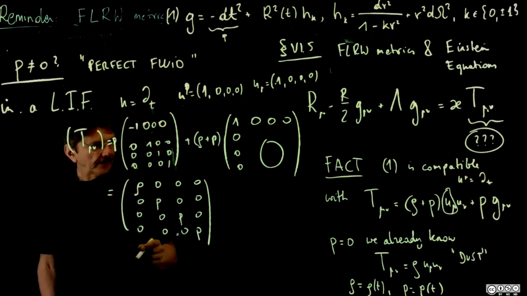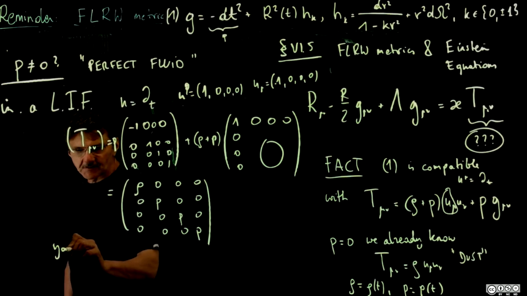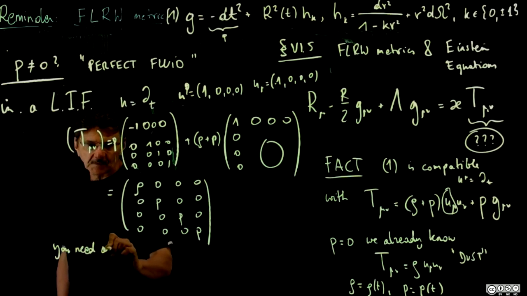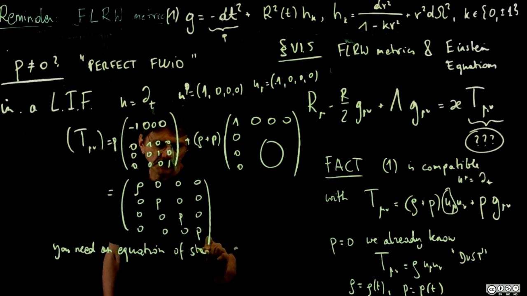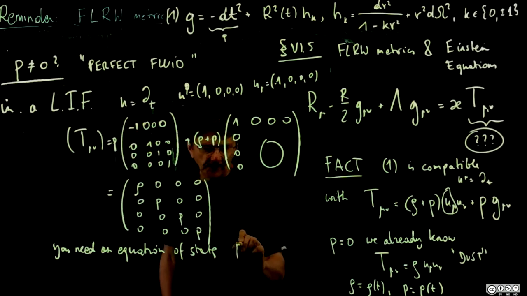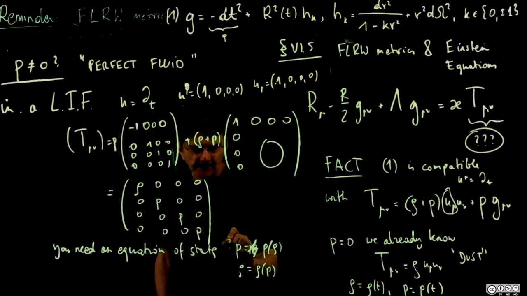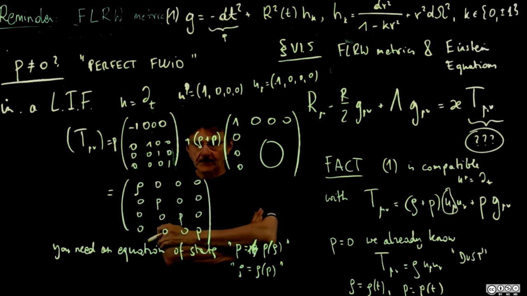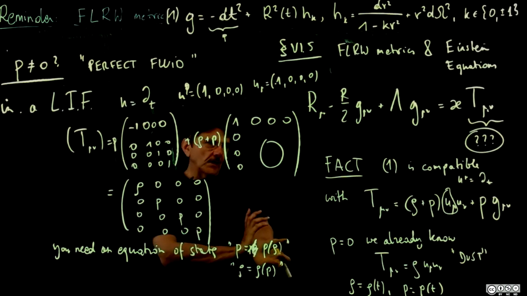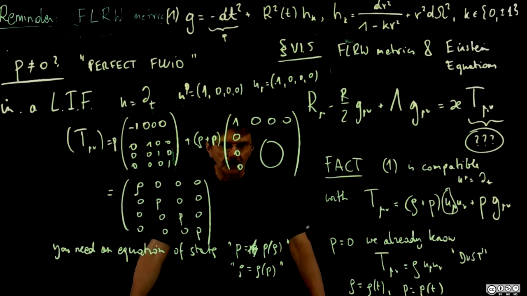And then to get a closed system of equations, you need an equation of state, which is say p equals p of rho or rho equals rho of p. So this is called an equation of state, to get a well-posed system of equations. And now you wonder, it doesn't perhaps make any sense to model galaxies by some kind of fluid with an equation of state. What should this equation of state be?